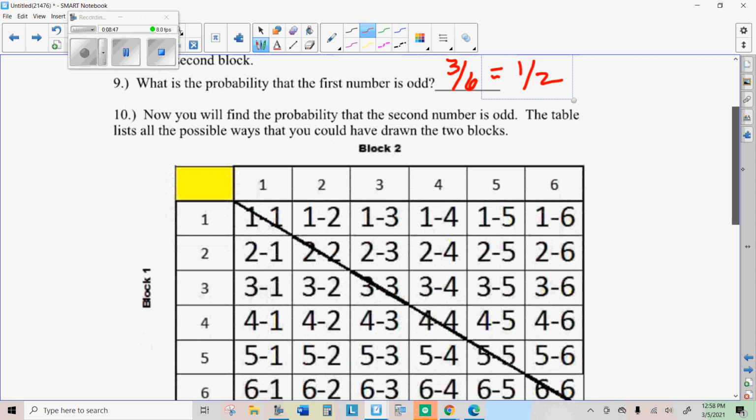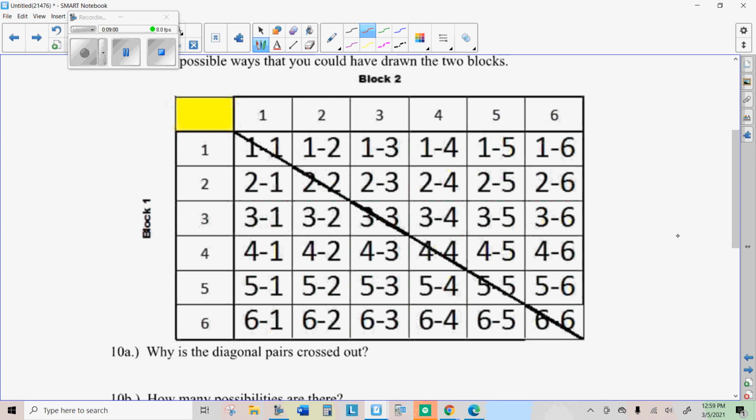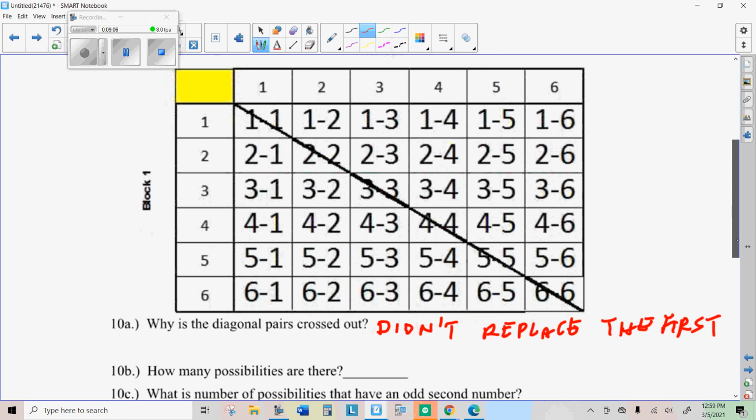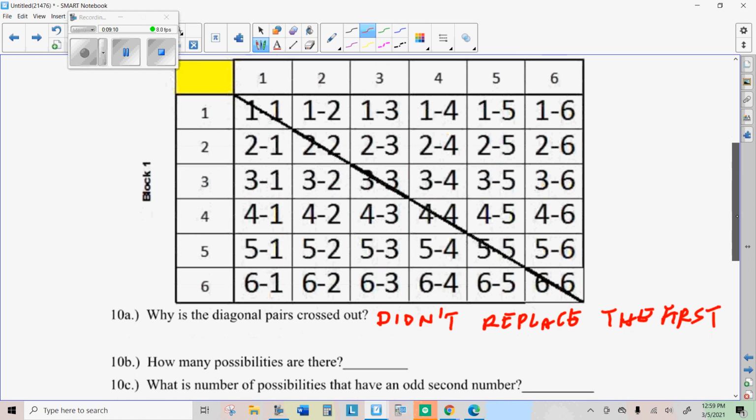Okay, now you will find the probability the second number is odd. So we list all the possible ways you could have drawn 2 blocks. And notice that we crossed some out. Think about why we did that. So I hope you were thinking that it's because we didn't replace the first one. So you can't get the same number twice because you got one in your pocket.